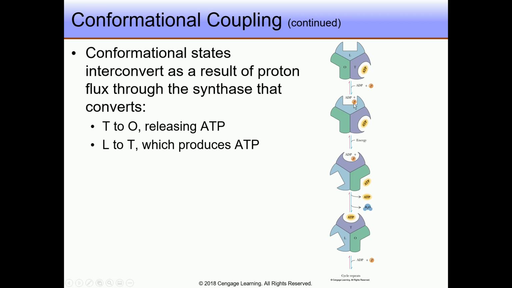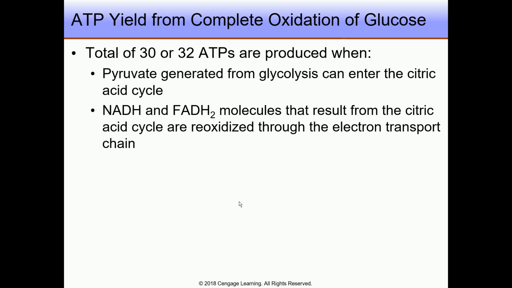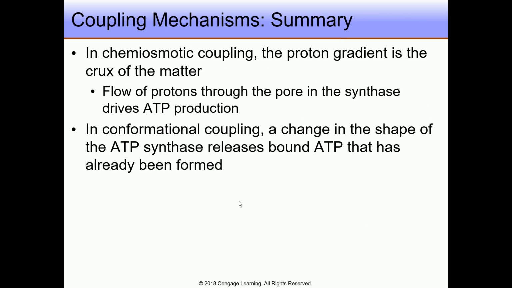And you can see here the L conformation. In the L conformation, ADP and phosphate bind. That is now changed into the T site. From ADP and phosphate, ATP is formed, and the conformation of the L site is now changed into the T conformation. Then after this the conformation of T will change into O, and then ATP will be released.